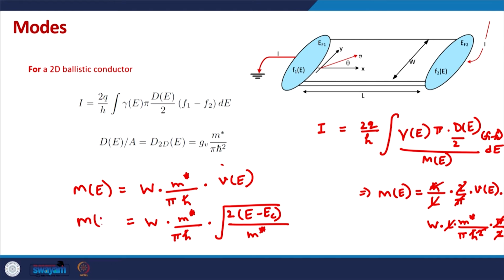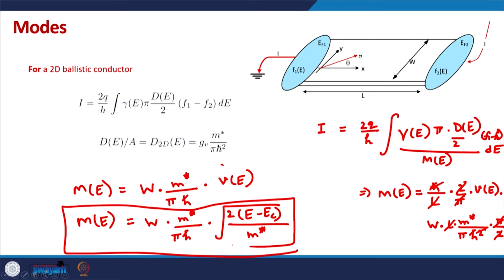So, this is the number of modes in a 2D channel, and as we discussed in the last class, the number of modes in a channel is essentially the number of conduction pathways in the channel, and number of conduction pathways means that these are sort of lanes in the channel that are available for electrons to conduct essentially.